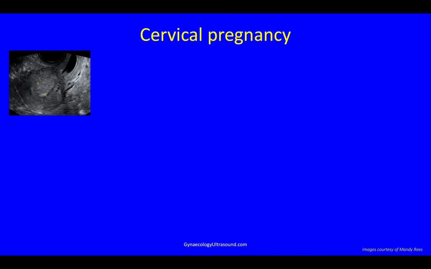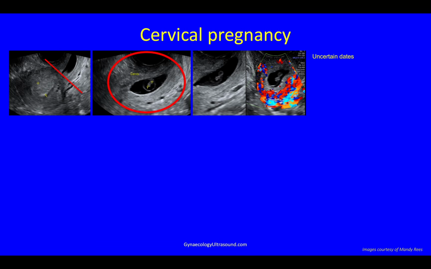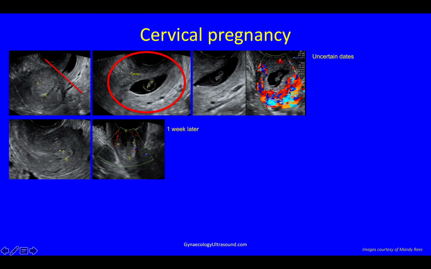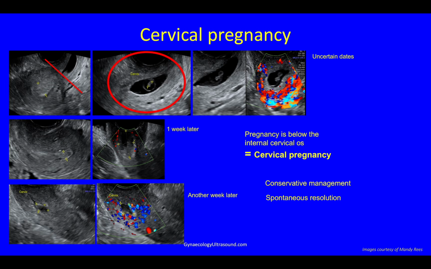And a cervical pregnancy is a pregnancy below this line that we were talking about, with the pregnancy in the cervical canal. And you can see it's deeply anchored there. A week later, though, it started to fail, and another week later, it was continuing to fail. The patient was managed conservatively, and it spontaneously resolved. So if the pregnancy is below the internal os, it's in the cervical canal, it's a cervical pregnancy, not a scar pregnancy.